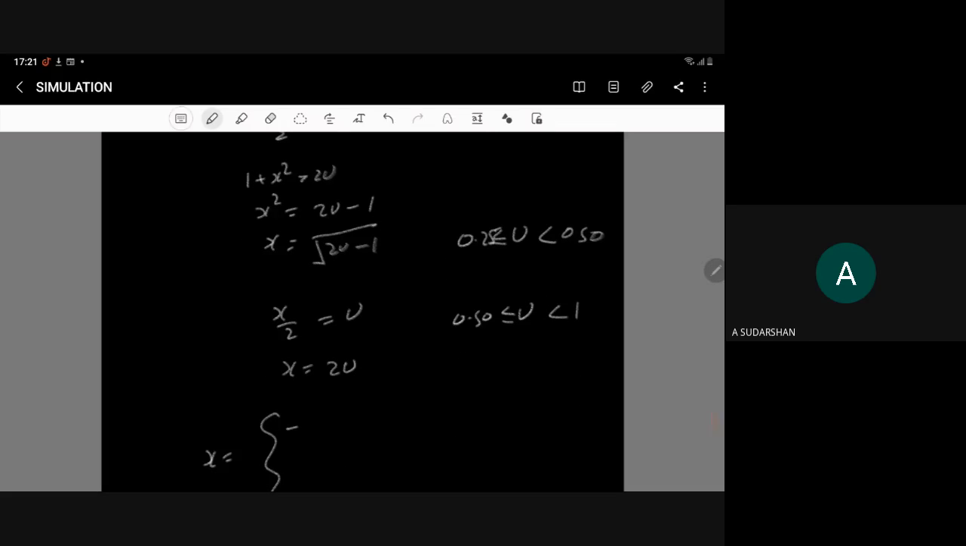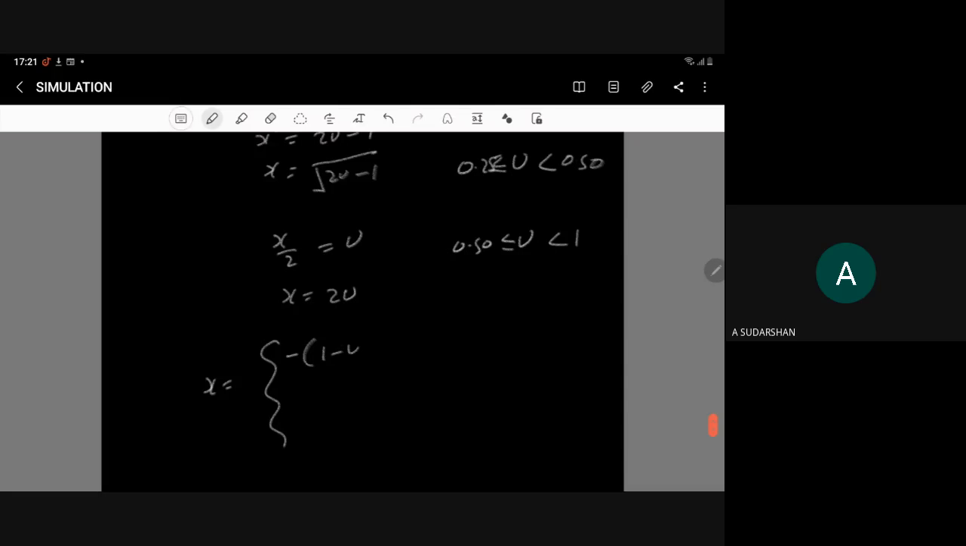Excuse me, sir. Yes. Excuse me, what? Sir, in the range 0.25 to 0.5, 2u minus 1 would be negative, right?